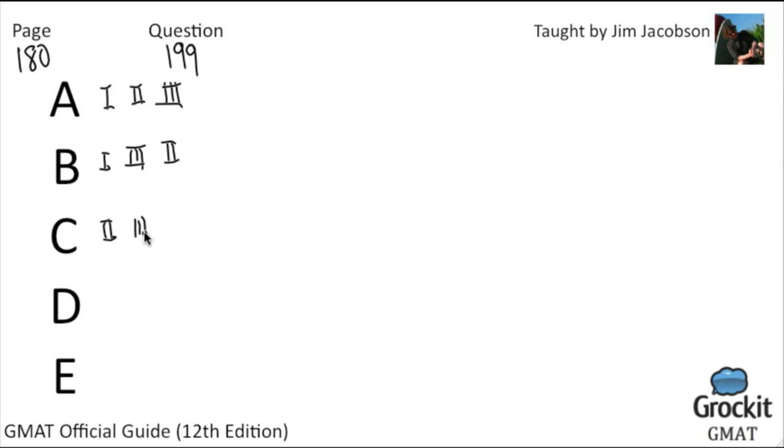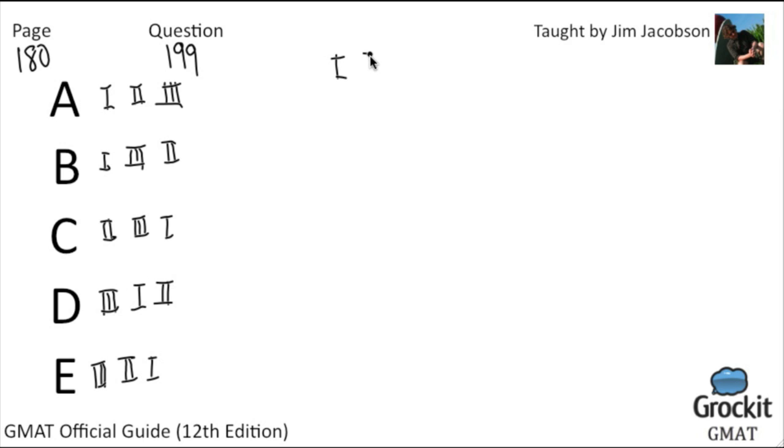199 on page 180. Order apparently matters here. 2, 3, 1. 3, 1, 2, and 3, 2, 1. Okay. The data sets 1, 2, and 3 above are ordered from greatest standard deviation to least standard deviation in which of the following? So we probably should write them out.